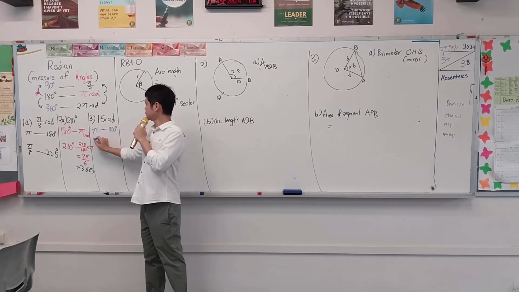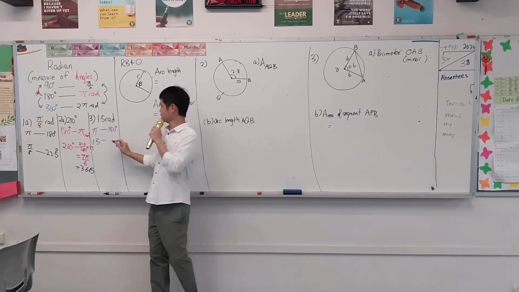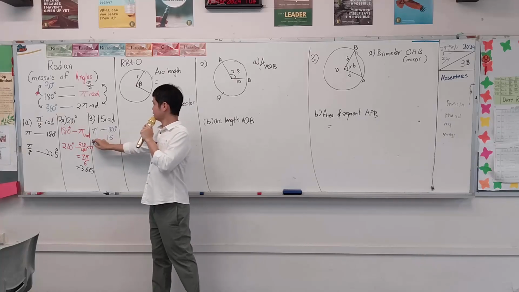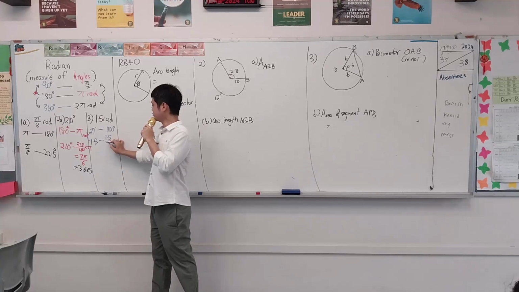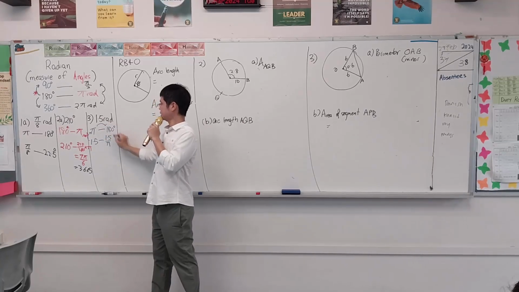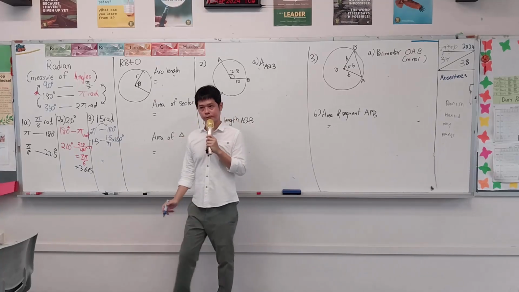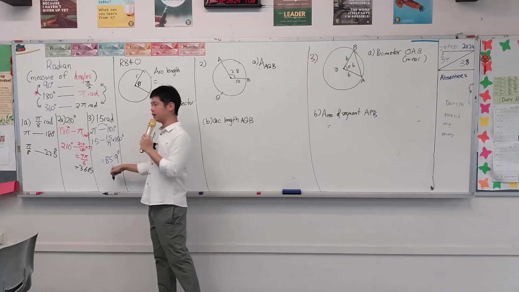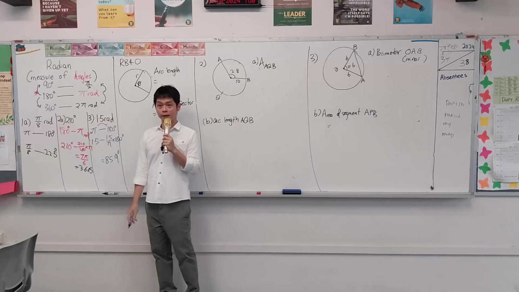So 1.5. You know how to do this proportion? 1.5 divided by pi times 180. What is the angle? Yeah, so 85.9 is a very familiar angle. However, now we got to use 1.5 radian.